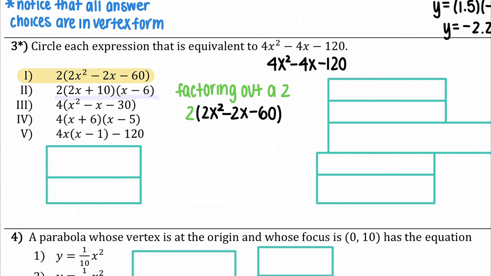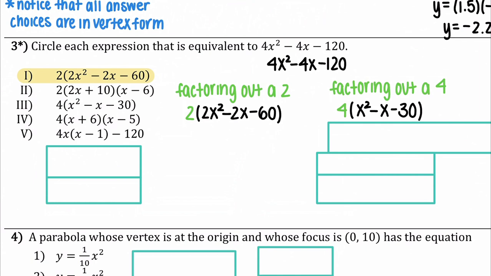Now, choice 2 looks a little bit ugly, so maybe let's move on to choice 3 because it's the same exact idea, but now they're factoring out a 4 instead. So let's see. We have 4 times x squared minus x minus 30, and that indeed is also correct. Yay. Okay, so we secured that.